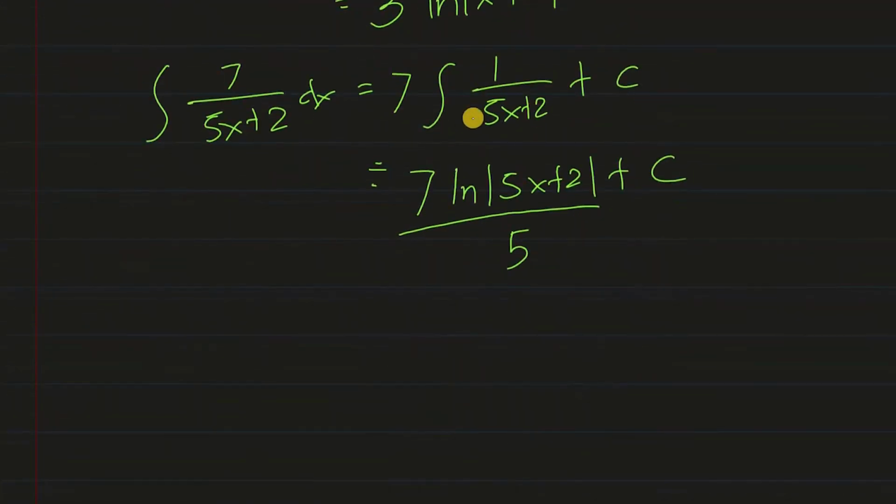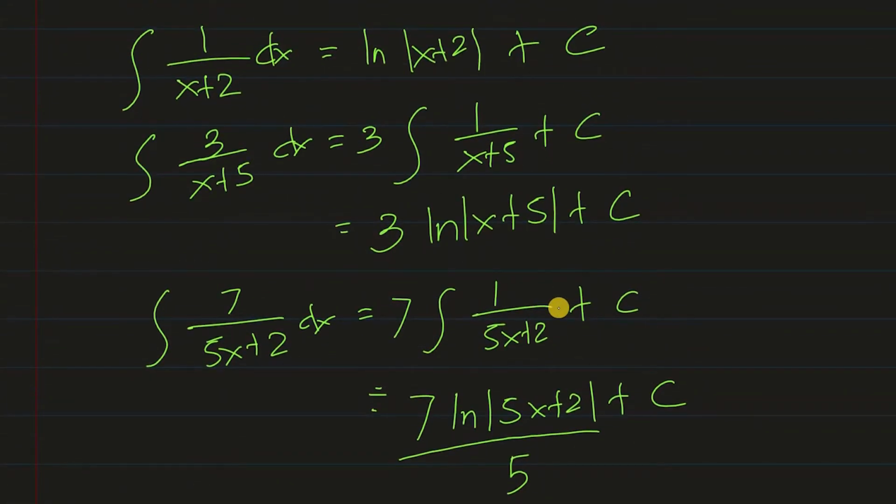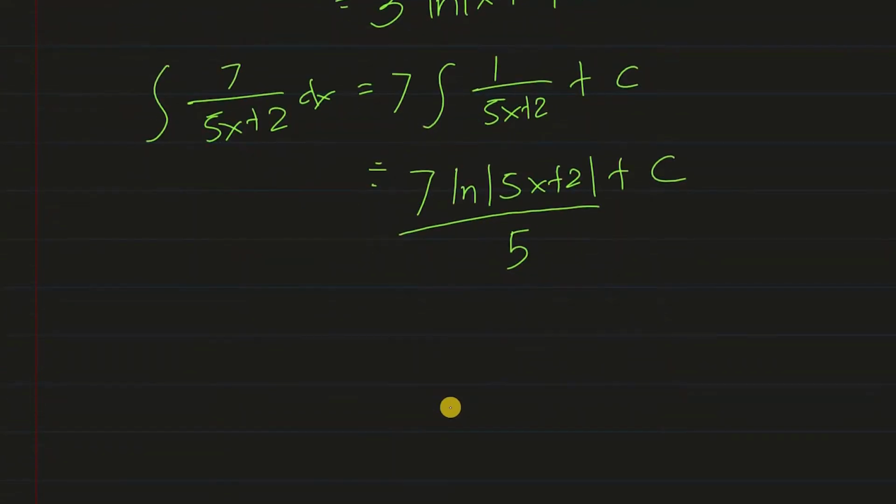However, dito sa problem na to, this is 5x plus 2. Ang derivative ng 5x plus 2 is 5. So, ilagay natin sa denominator niya na 7 ln 5x plus 2 over 5 plus c. Okay. So, ang process na to guys, this can be proven using the U-Substitution. Pwede namang gamitin nyo dito yung U-Substitution para ma-prove yun na tama yung sagot natin.